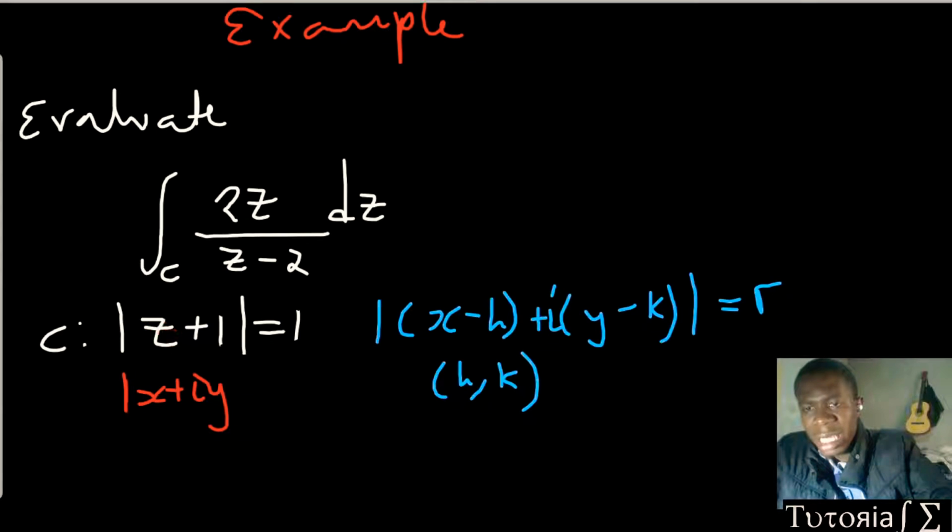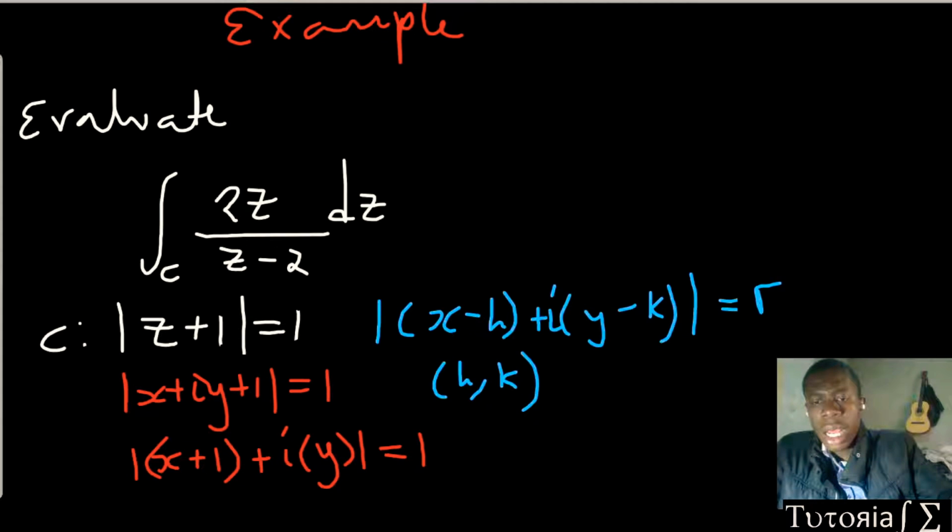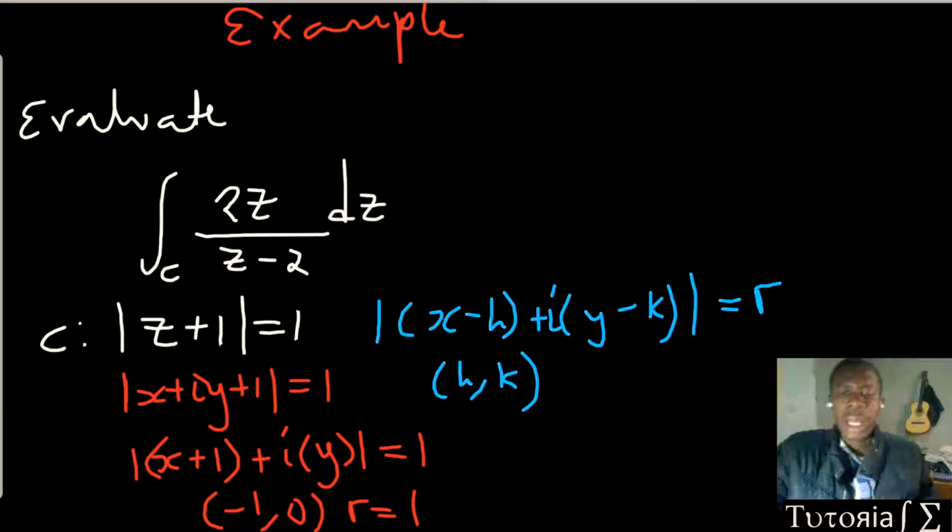So here we can write this as x plus iy, this z, then we say plus 1, all right? Then modulus is equal to 1. So now what we want is to have the real parts alone and the imaginary parts alone. We only have x and 1 as the real parts and iy as the imaginary parts. So writing that equal to 1 and comparing to this, our h comma k will be negative 1 comma 0 and our radius will be 1.